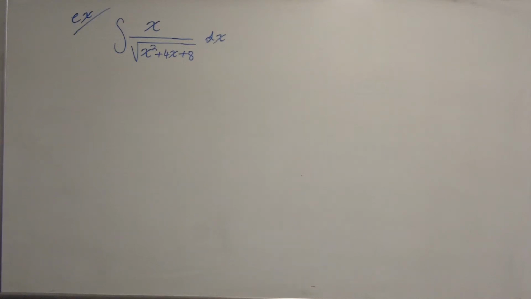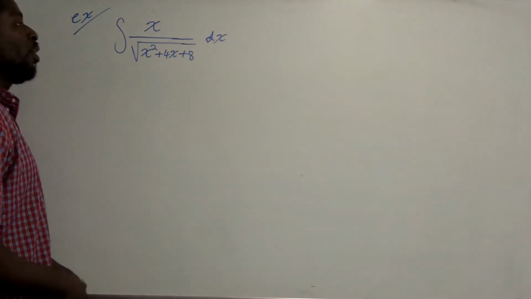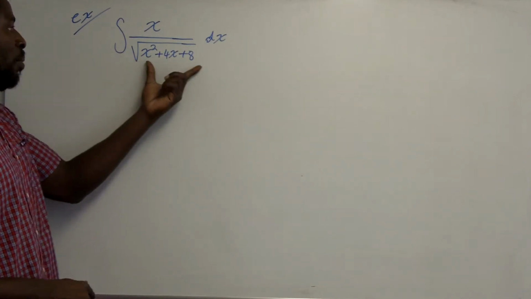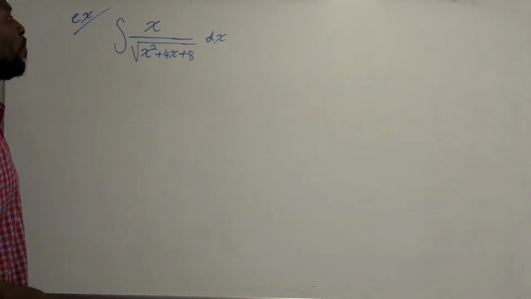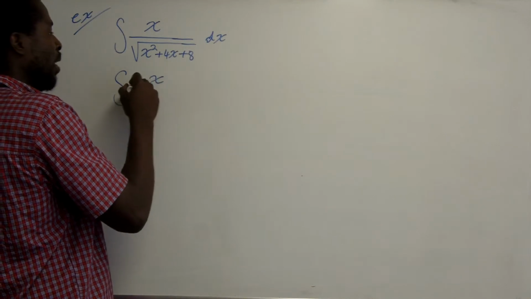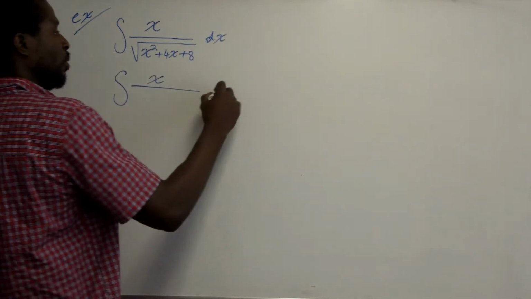Okay, so now I'm going to look at an integral that involves a trig substitution in which you first have to complete the square. So in the denominator of this, I see a radical, but there's no sum or difference of squares there. But what I can do is go ahead and complete the square underneath that radical to create a sum or difference of squares.